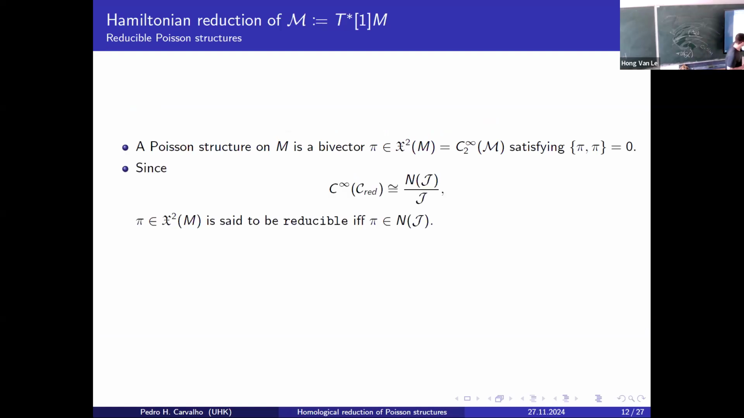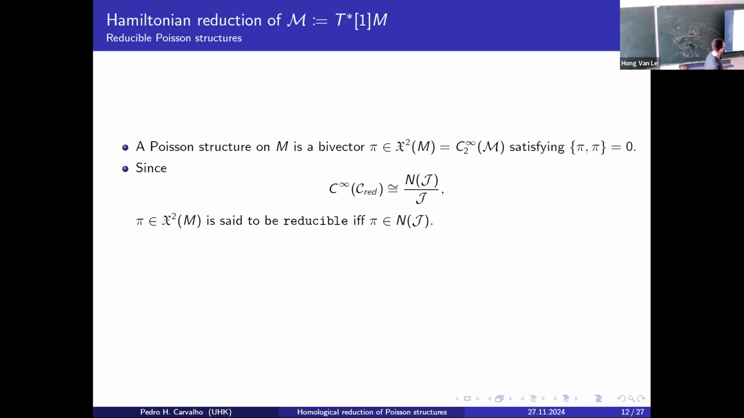But you know this, right? You know this description of the algebra of functions of the reduced space. So I will say that a Poisson structure, something that lives here on the non-graded manifold, is reducible if it lies in the normalizer. So it's projectable somehow, because then you can just go through this isomorphism and take the reduced Poisson structure on this leaf space here. It makes sense to talk about the reduced Poisson structure, right?